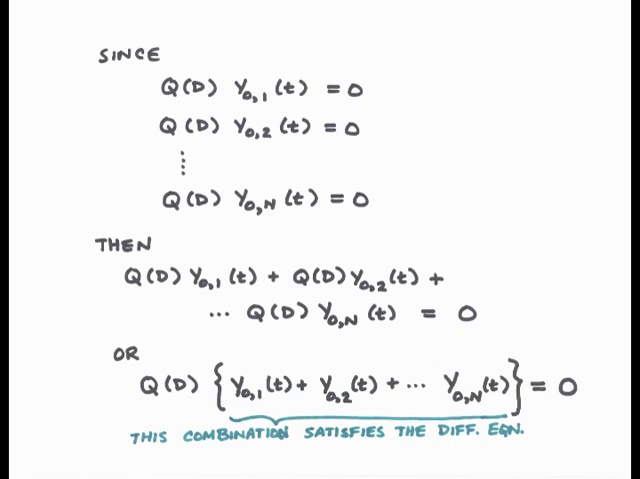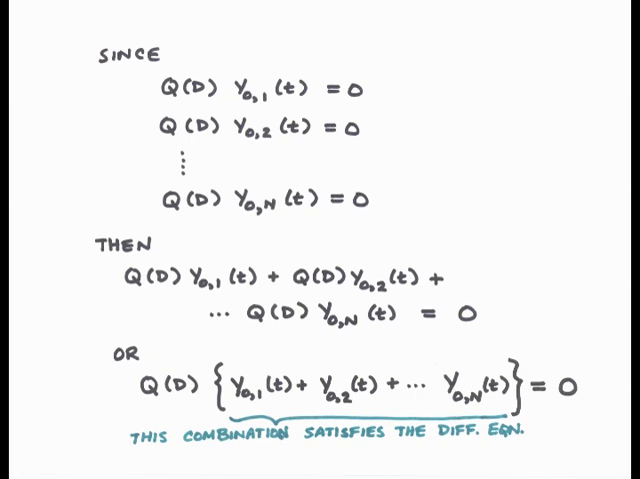Since each one of these satisfies the differential equation with 0 input, we can write out the following. q(D) y0₁(t) = 0. q(D) y0₂(t) = 0. Through q(D) y0ₙ(t) = 0.